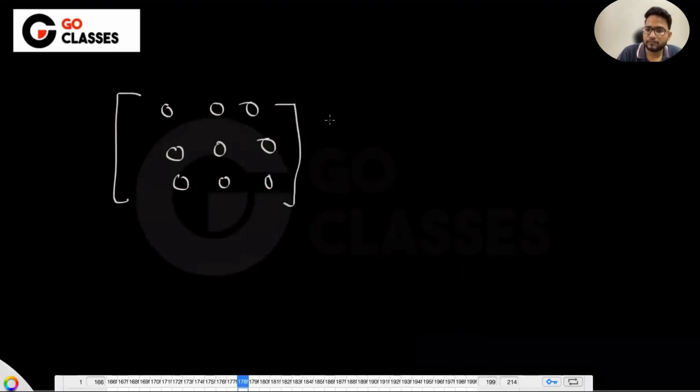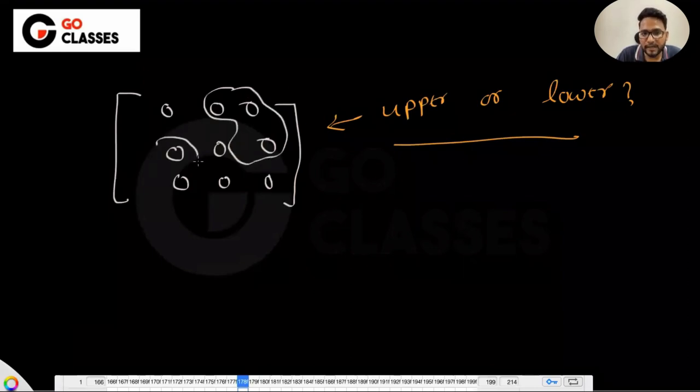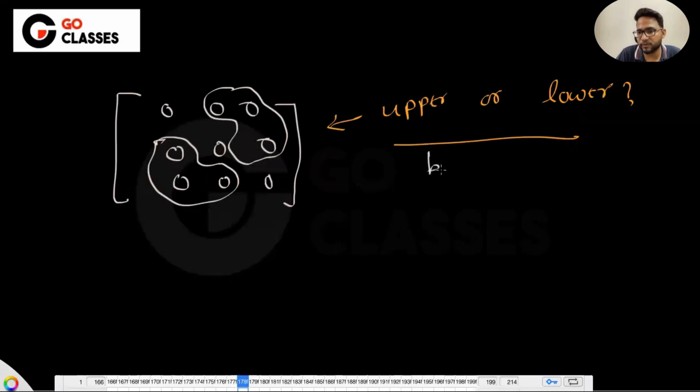Now, tell me if this is an upper triangle or a lower triangle. This is both, right? Upper triangle says that these should be zeros. Lower triangle says these should be zeros. That's all. In the definition, you do not have any other condition. Since both of these are zeros, you can say it is both.